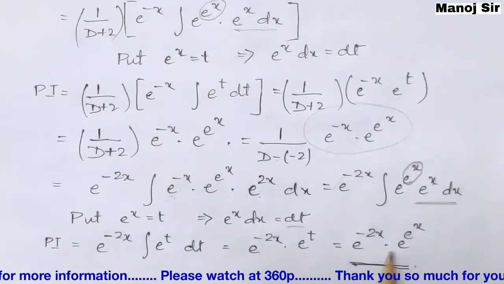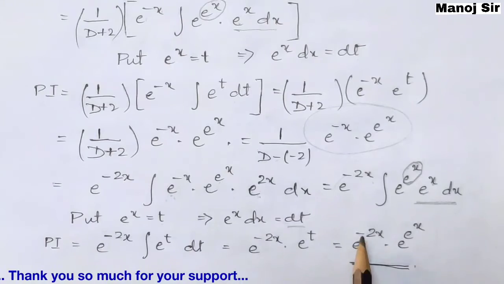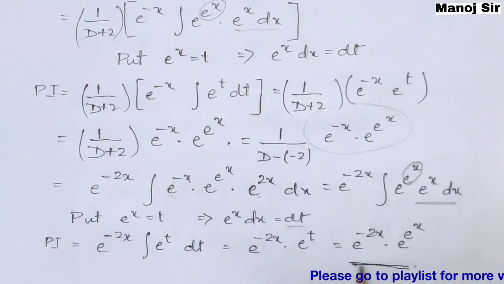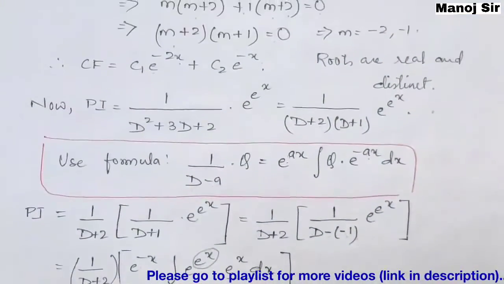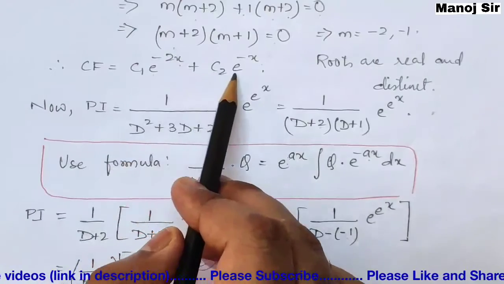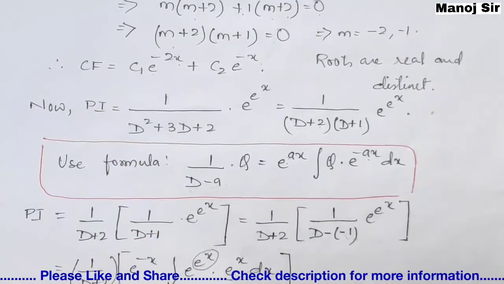After solving all these things, you will get finally pi equals to e to the power minus 2x into e to the power x. After solving so many things, we have achieved pi equals to this and cf equals to this, that is c1 into e to the power 2x minus 2x plus c2 into e to the power minus x. So we can find the complete solution of this equation.